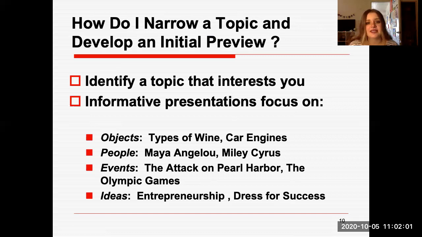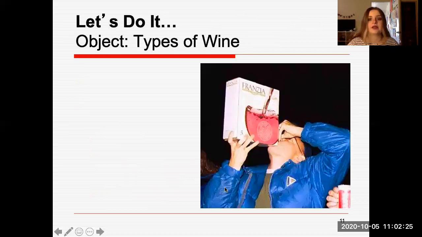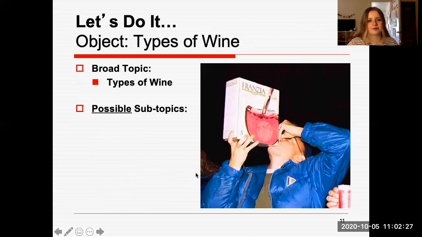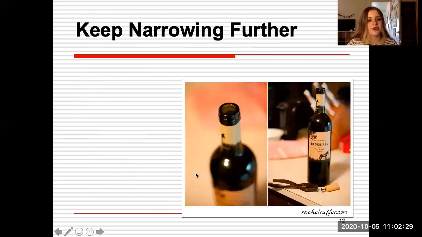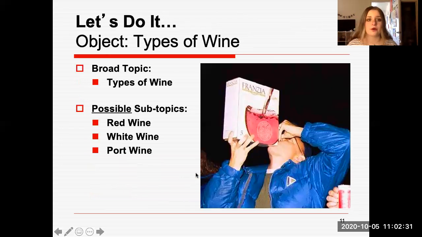So informative presentations tend to focus on objects, people, events, ideas, and like I said, hobbies too. Really just kind of depends on what you want, and it's okay to change your topic later, but I will kind of need to be aware if you do end up changing it. So for an example, we're going to go over wine.